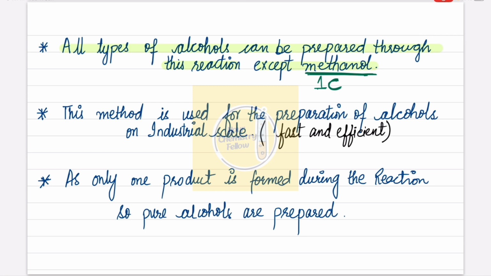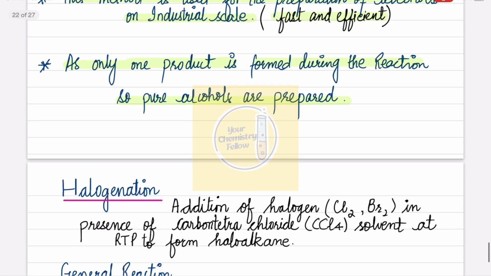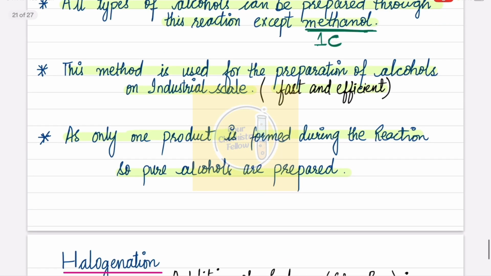Next is, this method is used for the preparation of alcohols on industrial scale. Why? Because this is an extremely fast and efficient method. So in less time we will get a large yield of alcohol. So this method is used on industrial scale for the preparation. As there is only one product, that means only alcohols are formed during the reaction. So through this reaction pure alcohols are prepared. This is all about the hydration reaction of alkenes.